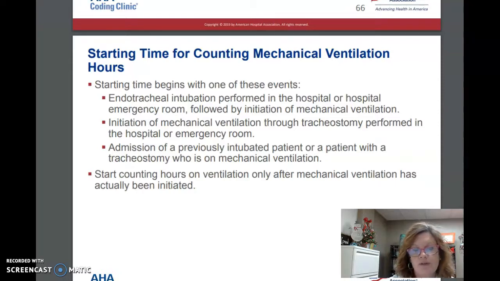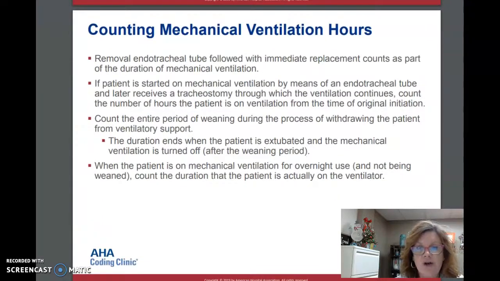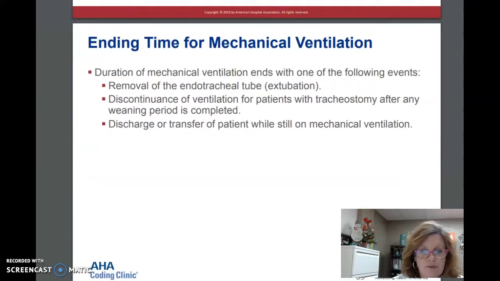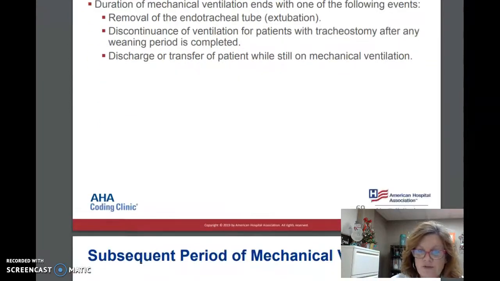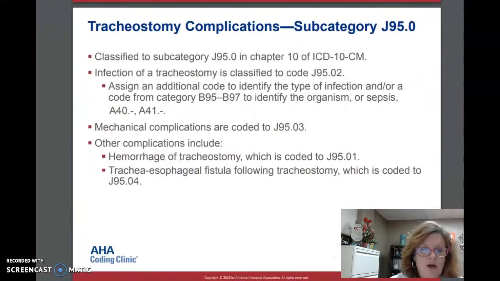And then here's the last one: the admission of a previously intubated patient, or a patient with tracheostomy who is on mechanical ventilation. You want to start counting hours on the ventilation only after the mechanical ventilation has actually been initiated. The removal is also part of the duration. Even if they wean them off, hour on, hour off, you count that as the whole duration time. The ending is the removal, complete discontinuance of the ventilation, discharge or transfer of the patient. All right, with that, that is going to wrap up our respiratory system.